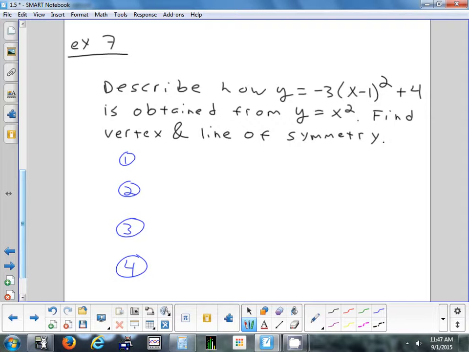Because we haven't done one with this many transformations, I'll give you a hint on how to start. Start inside the parentheses. So we'll start inside. The minus 1, what's that going to do? That will shift it right. Yep. Good. Look at the number after the minus sign. It's a positive 1. Shift right 1.